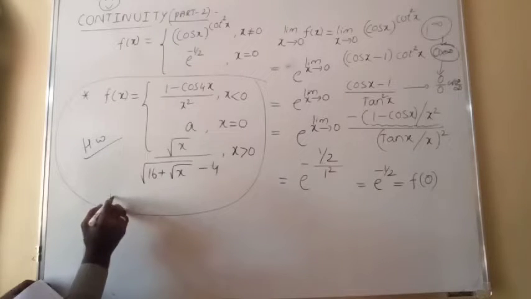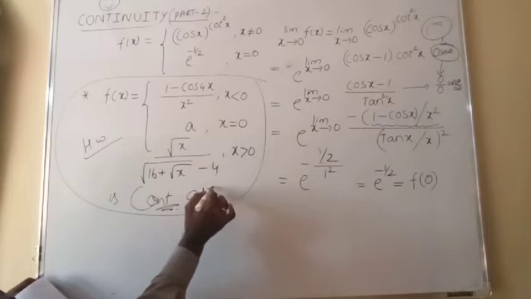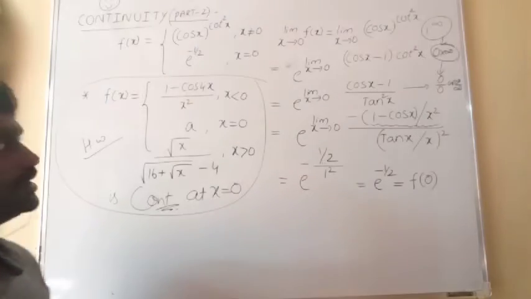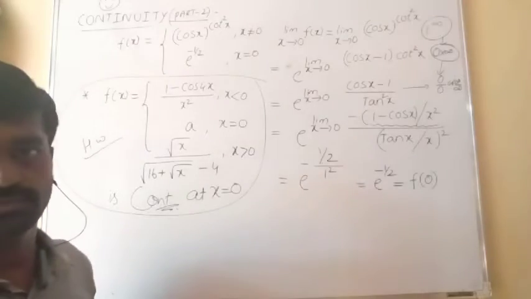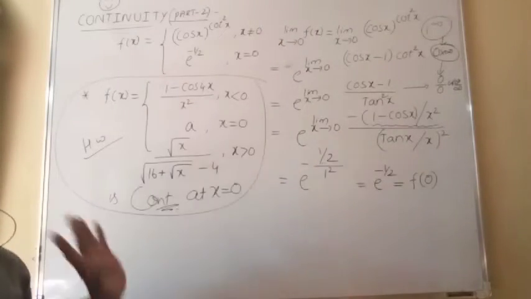So f is given as continuous at 0. Then find a value. So for this problem I am suggesting just you equate the left hand limit is equal to value of the function, you will get a value. Because instead of finding right hand limit, it is easy to find left hand limit.